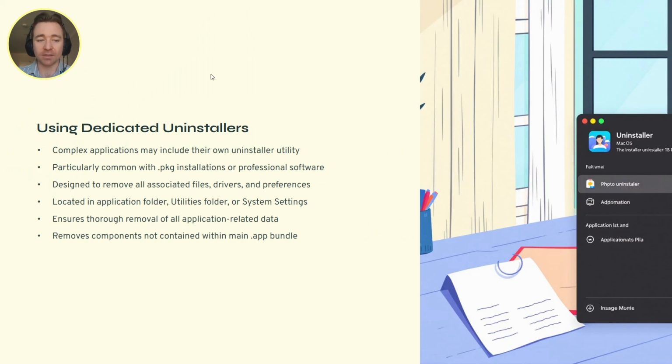Using dedicated uninstallers. This is a complex thing that you might need to do with third-party applications, all right? Complex applications may include their own uninstaller utility, particularly common with PKG installations or professional software, designed to remove all of the associated files so nothing gets left behind. It's located in the application folder, utilities folder, or system settings, right? So you might have some of those files, drivers, preferences located in those areas. It ensures thorough removal of all application-related data, and it removes components not contained within the main app bundle. So basically, it just removes everything, so you'll never know it was there.